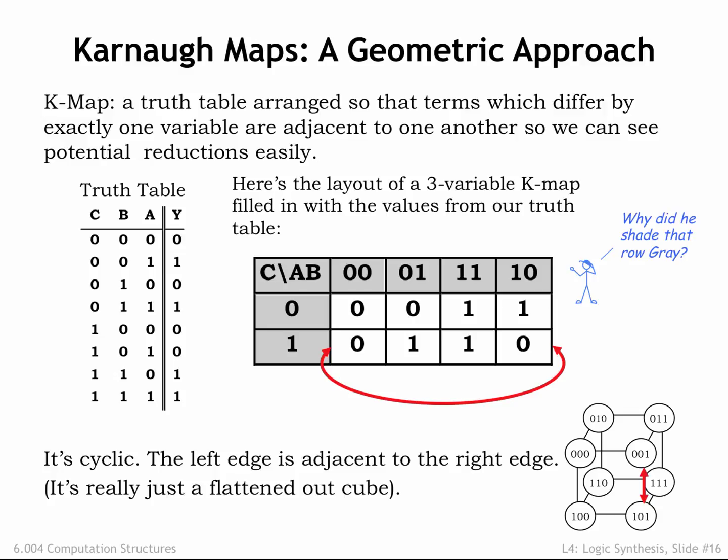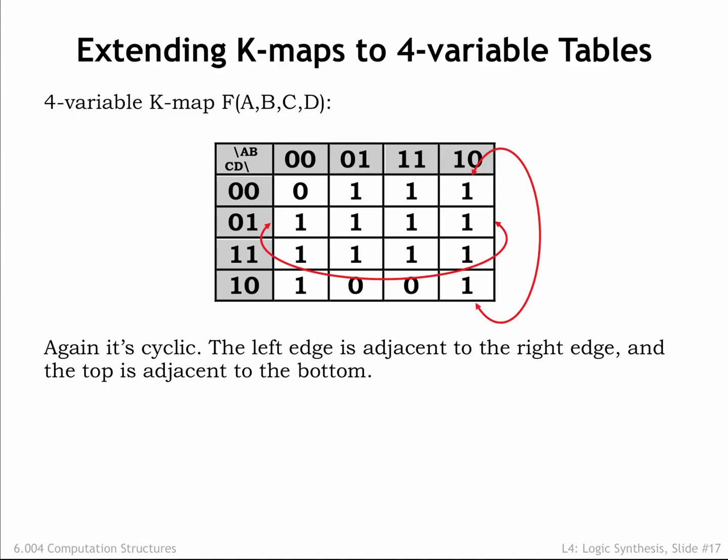We write the table as a two-dimensional matrix, but you should think of it as a cylinder with its left and right edges touching. If it helps you visualize which entries are adjacent, the edges of the cube show which 3-bit input values differ by only 1 bit. As shown by the red arrows, if two entries are adjacent in the cube, they are also adjacent in the table. It's easy to extend the K-map notation to truth tables for functions with 4 inputs, as shown here.